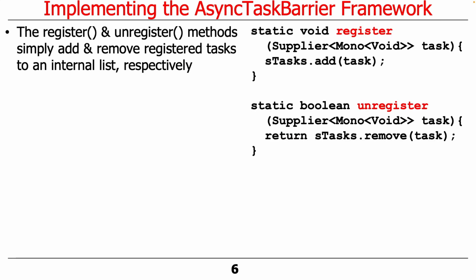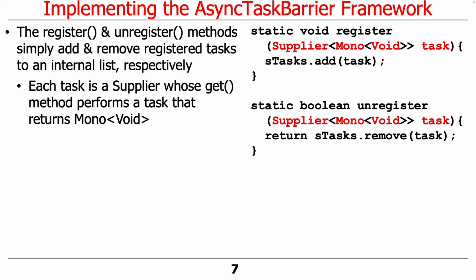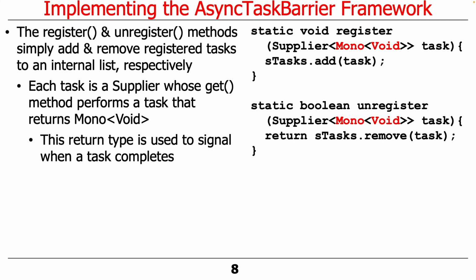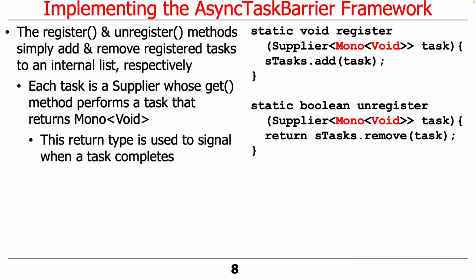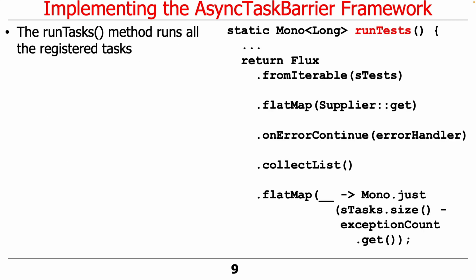Here is basically, at a high level, what things do. You can see the register and unregister methods are simply going to take suppliers of Monos of Void. These are the method references we're going to pass in for the methods under test. And we use Mono of Void so that it can signal to the AsyncTaskBarrier when we're finished. Remember, Mono of Void is used with then, and it's a suppressing operator, so we just want to say we're done. That's basically it. And you can also see that all these methods do is just add and remove the task from the list, so there's nothing too profound about that.